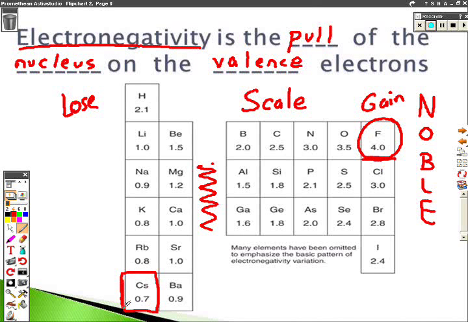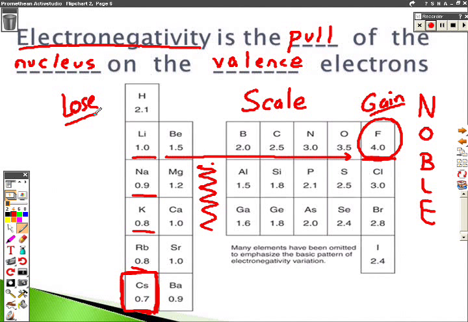So if you look, that's the lowest value. It's a loser. This whole side is losers. Look at it. This tells you how well it hangs onto an electron. 1.9. It gets worse as you go down, doesn't it? What happens as you go across? Ooh, it gets better. That's because these gain and these lose.